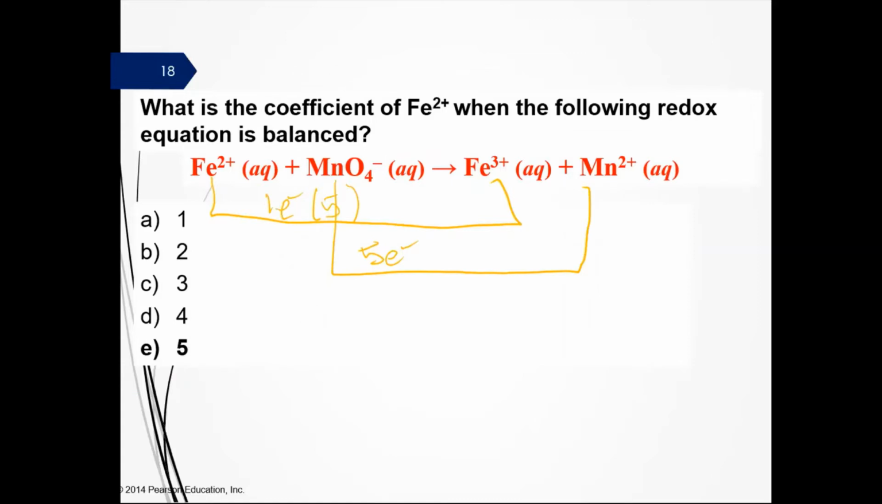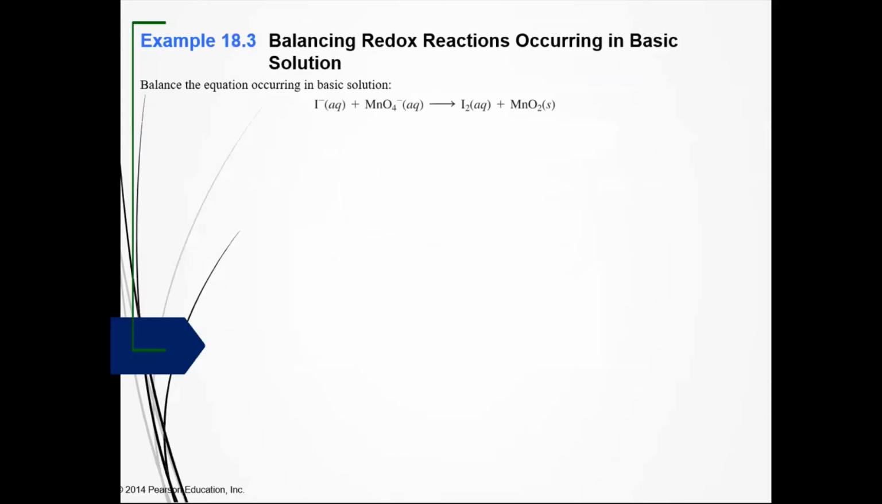There's another example where you can practice that, where we're going to be looking at our basic solution. And so I want you to take a look at this one. This one, instead of being iron, we're using iodine. And so I'm going to give you a moment in order to balance this one. And this time you're going to use a basic solution. So that means that instead of using the H+ in the water, you're going to use hydroxide and your water.